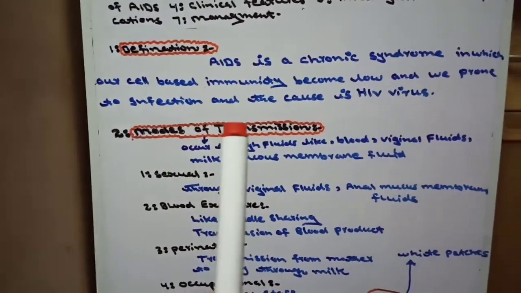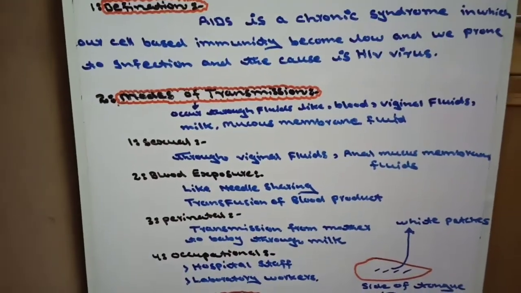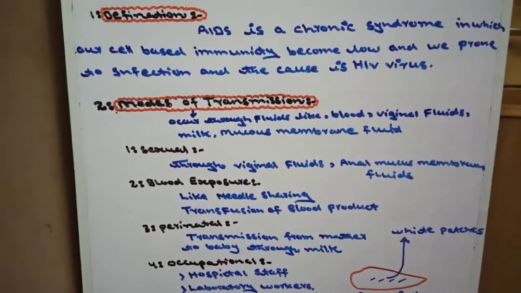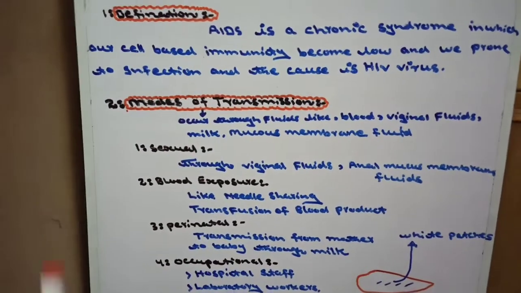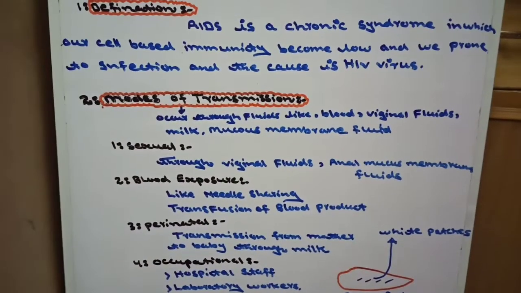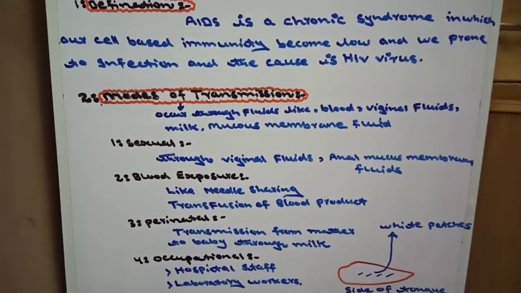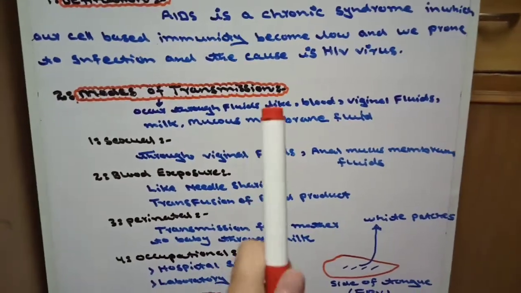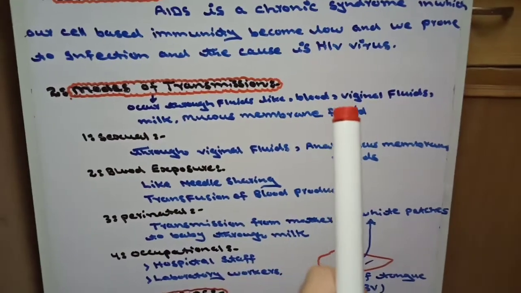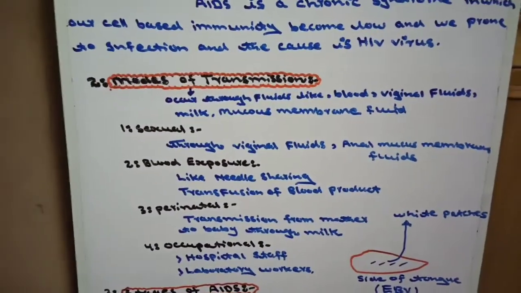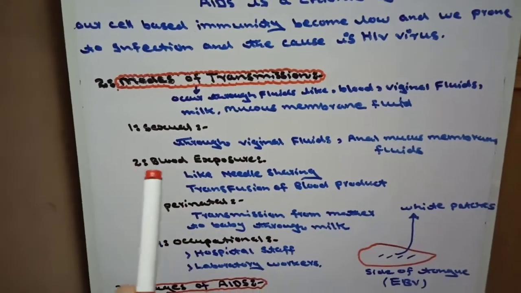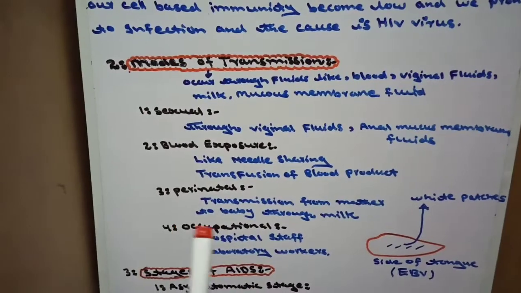Next is mode of transmission. In mode of transmission, we should remember one sentence strictly. The mode of transmission of HIV virus AIDS is through fluids like blood, vaginal fluids, milk, mucous membrane fluids. Now there are four modes of transmission. First is sexual, second is blood exposure, third is perinatal, and fourth is occupational.